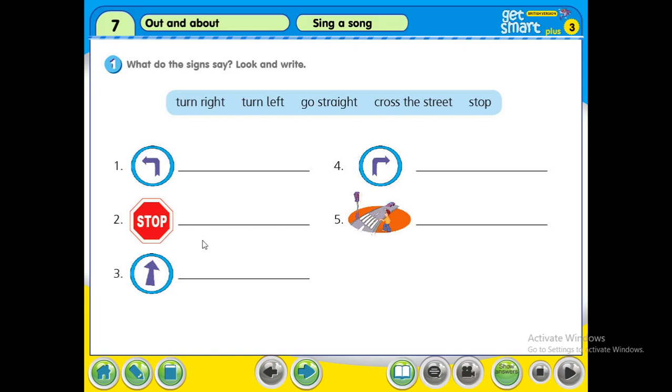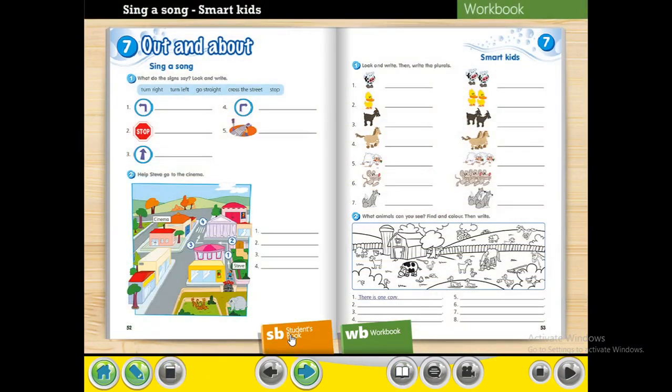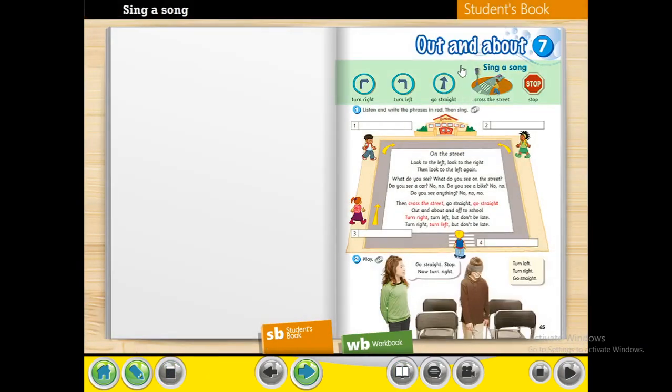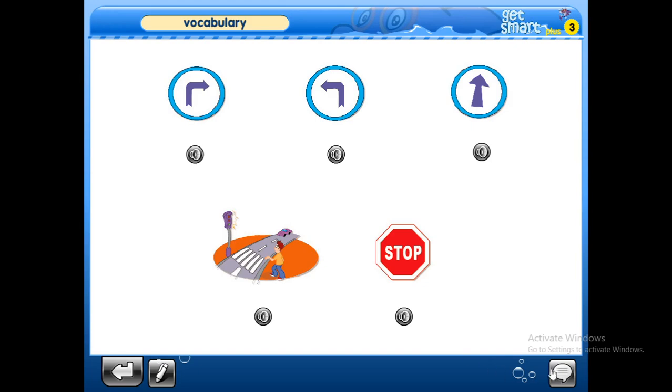Alright, now before we do this, we are going to learn some new symbols here, new words. Alright, class. This sign means turn right. Where is your right? Right is here. It's this part. And then left is here. All right. So, for example, right.